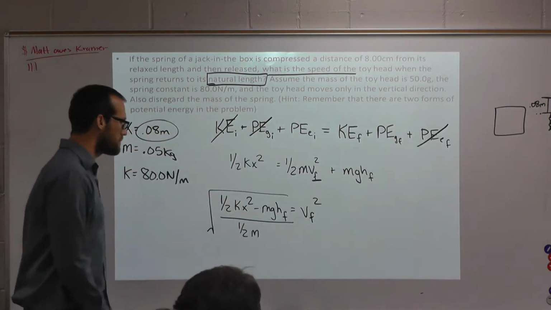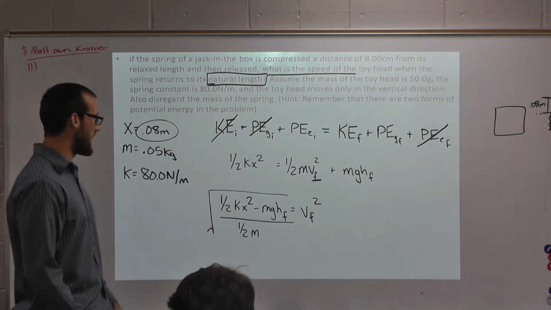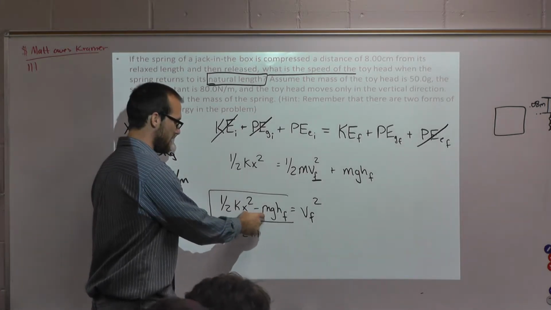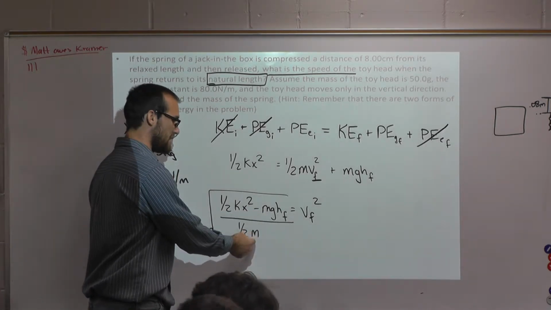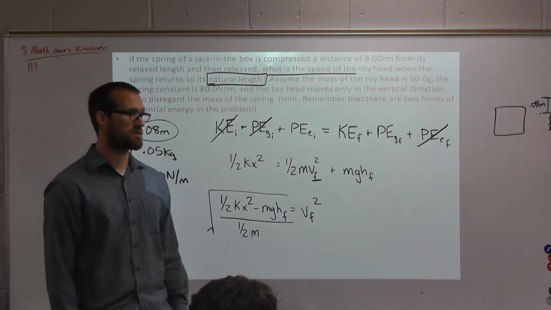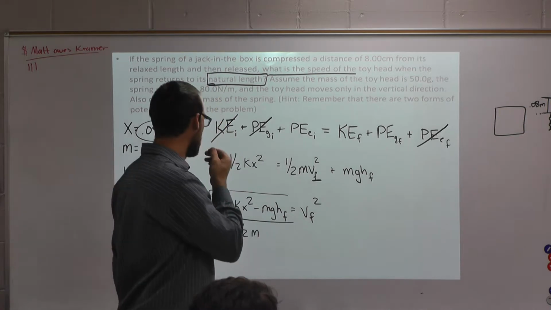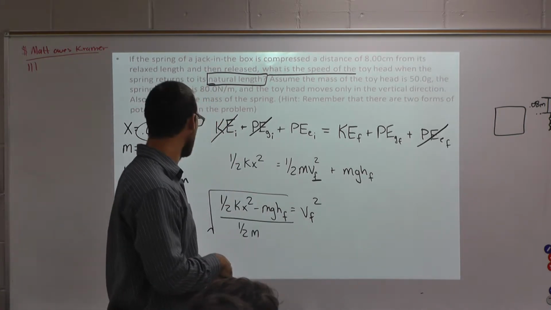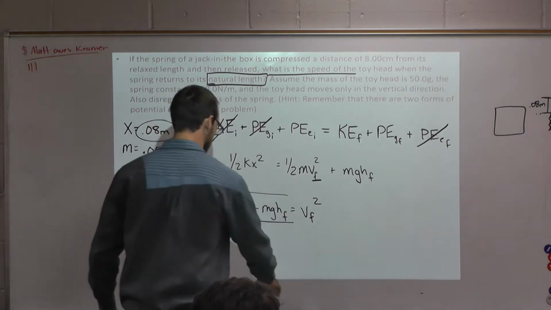Now there's nothing else here I can really cancel out. I can't cancel out the halves because this doesn't have a half here. I can't cancel out the masses because there isn't a mass in this part. So we're really just going to have to plug this all in. Shouldn't VF not be squared? Yeah, it shouldn't be squared, because you took the square root.